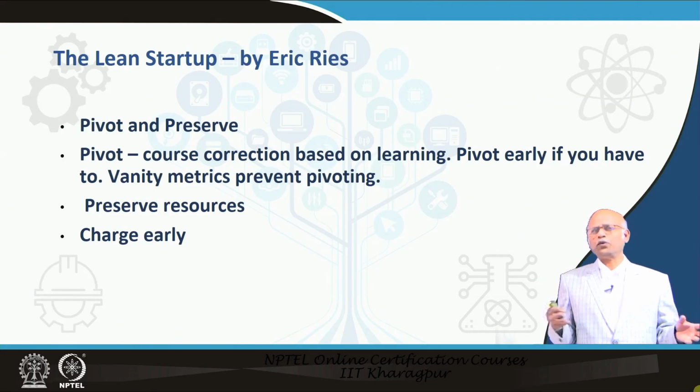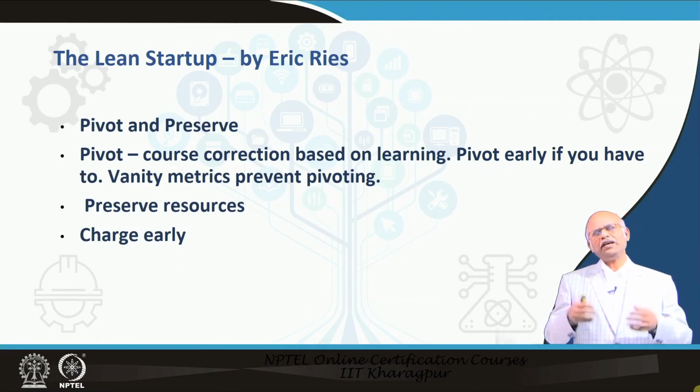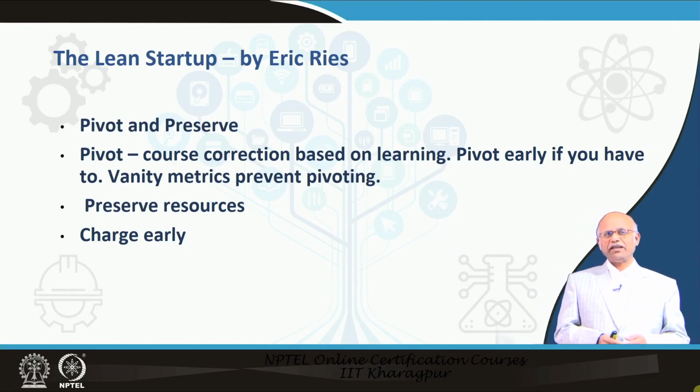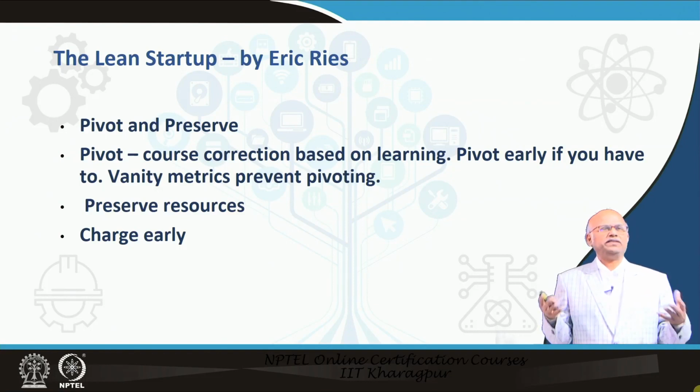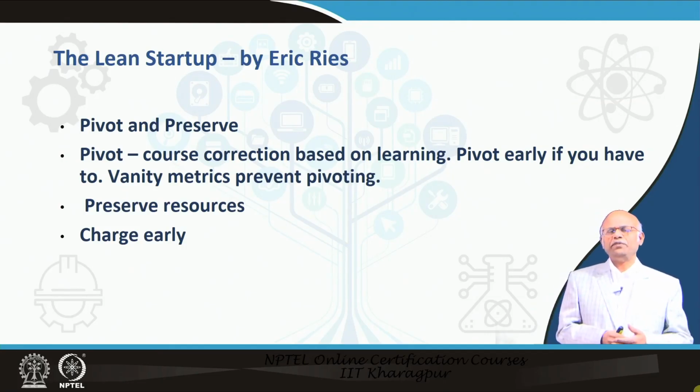Pivot or persevere. Pivot means you come back. Persevere means if you do not pivot, then you move forward in the same direction, meaning that customers have already accepted your product. So you persevere in the same direction, build more and more, and get more and more validated learning. Pivot and preserve means you preserve whatever information you get and then do the loop all over again, coming back with validated learning.